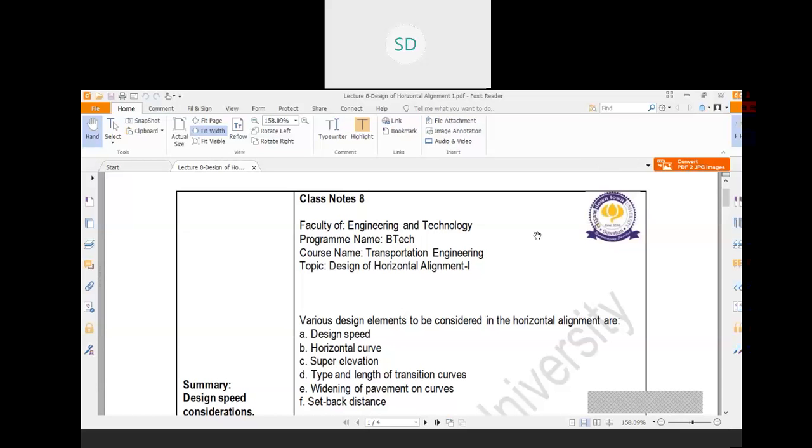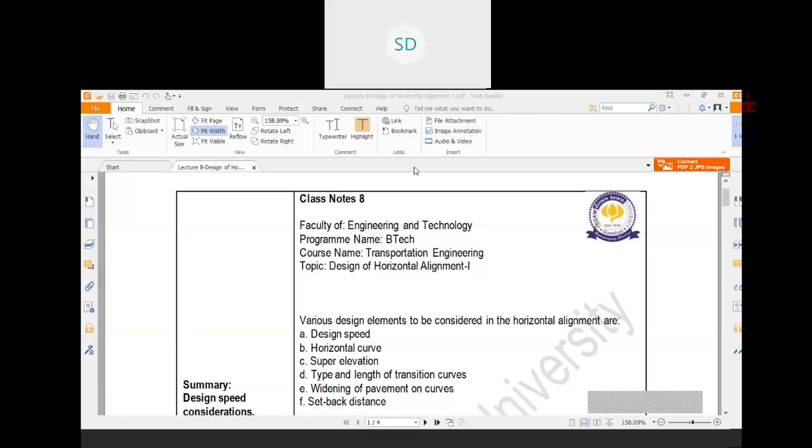Let us start our class. So from your previous lecture, do you have any confusion? Do you have any confusion regarding the overtaking sight distance and overtaking zones? Okay.